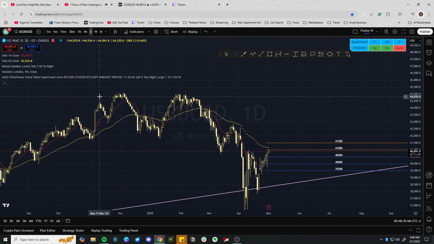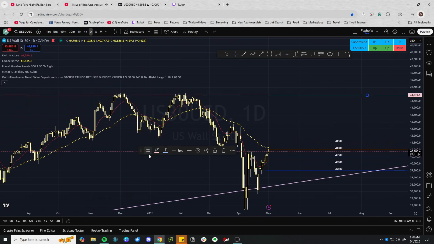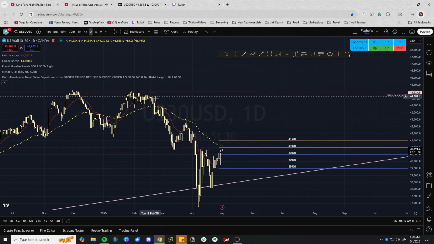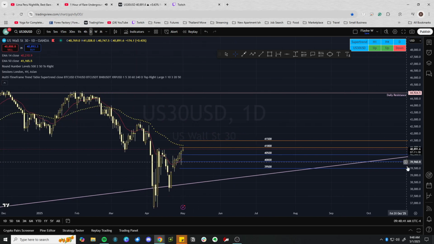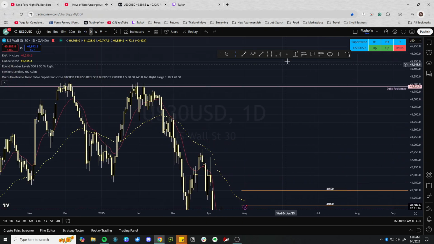I'm zooming in, I'm changing the sizes just so I can see if there's any supports or resistances that we're missing. You're obviously going to see things a little bit differently depending on where you have the chart set up. If you're completely zoomed in, you're obviously going to miss out on stuff. So that's the main reason I'm always moving that around.